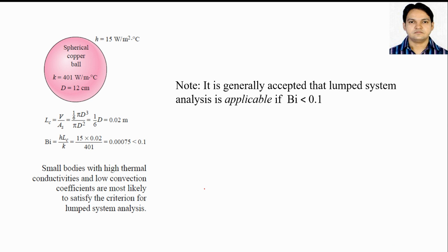Now you can see this figure, where a spherical copper ball is given whose conductivity is 401 watt per meter Celsius. Diameter is given as 12 centimeter. Convective heat transfer coefficient is given as 15. So we can calculate Lc of this, that is V upon As, and it comes to 0.02 meter. The Biot number comes to h Lc divided by k, and it comes to 0.00075, which is less than 0.1. Why we have compared it with less than 0.1, we will discuss.